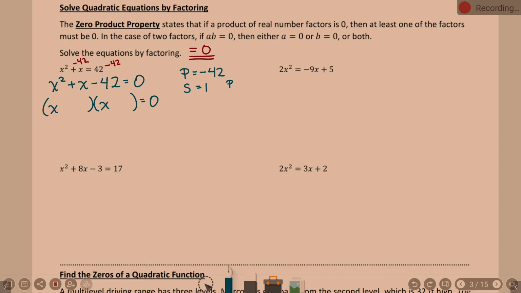What are my products of 42? One times what is 42? 42. 2 times what is 42? 21. 3 times what is 42? 14. 4 times what is 42? A decimal. 5 times what is 42? 6 times what is 42? 7.